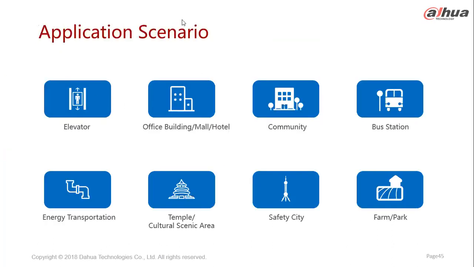Okay, so whilst I was talking about also the application side, we have elevators, we have buildings, we have in a community side, we have bus station. So maybe someone can brainstorm, how can we apply wireless devices in bus stations? So in energy side and transportation, in temples, it's at farms, especially farms, that's very good.